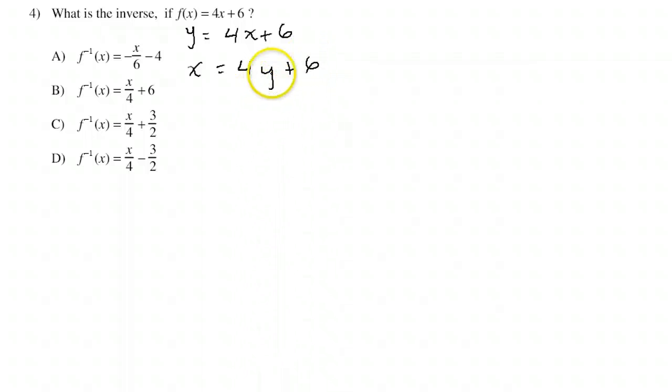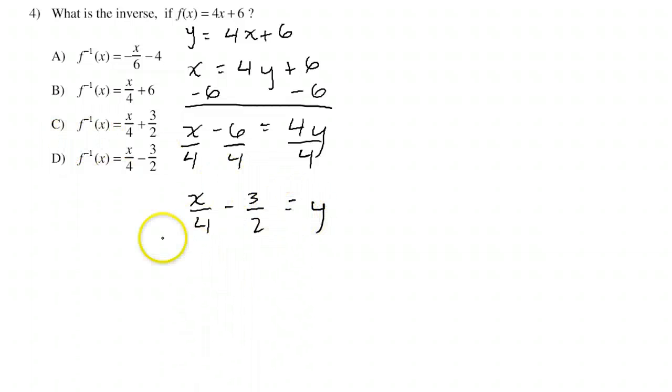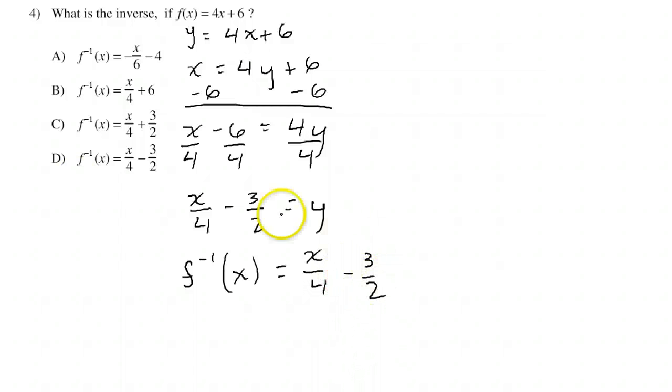And let's now solve for the y, since we want that as output, so we'll just get it by itself. So subtract 6. And then divide by 4, making sure you distribute it to both. I'm going to be left with x over 4, and then this second fraction reduces to minus 3 over 2. It's equal to y. And if you want, you can put it in the correct order again and use the function inverse notation. f inverse of x is equal to x over 4 minus 3 over 2. And that answer was D.